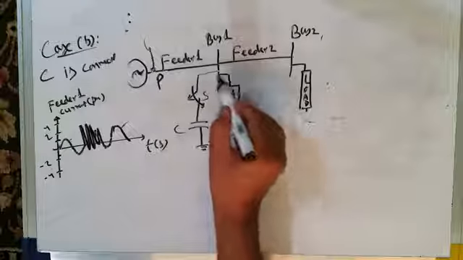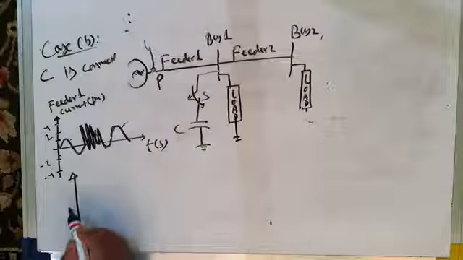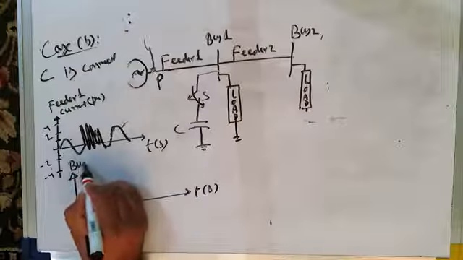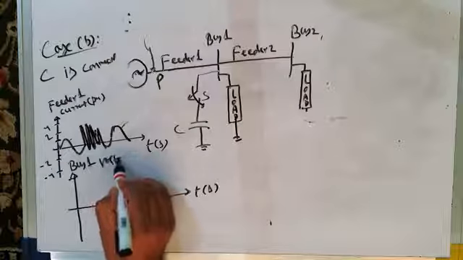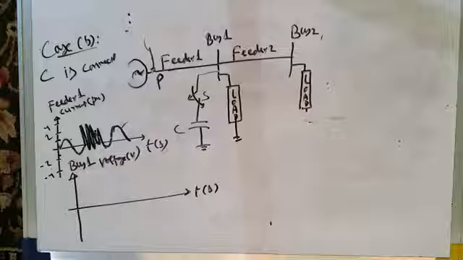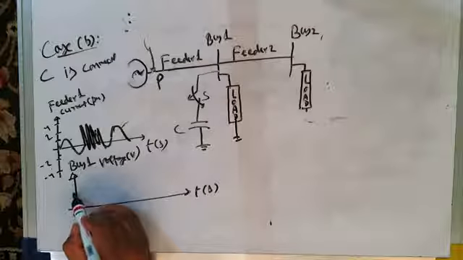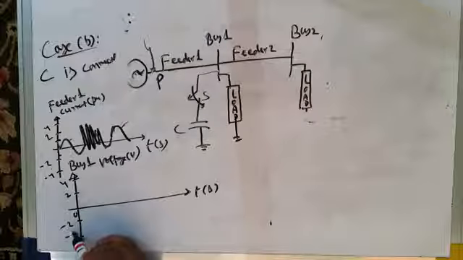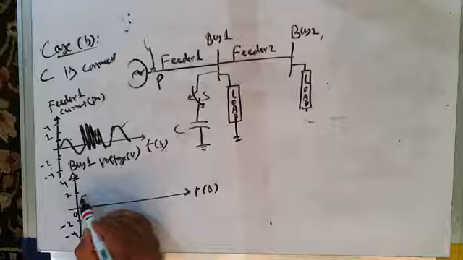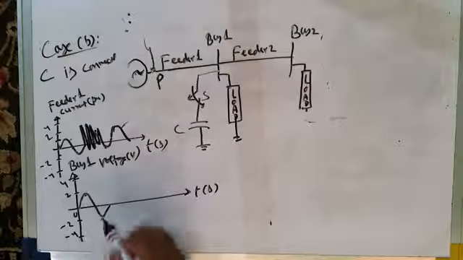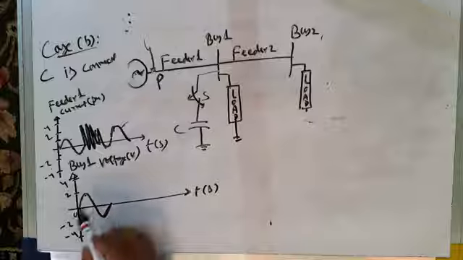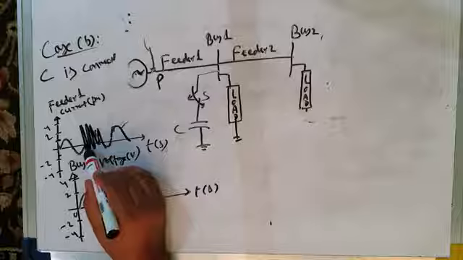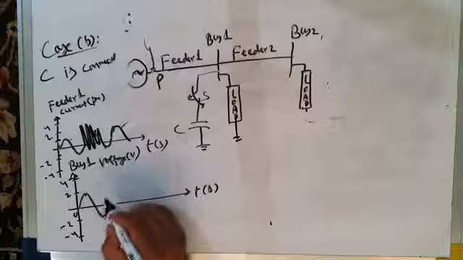What is its effect on the bus 1 voltage? Let us try to see bus 1 voltage. This is time axis in seconds, and this is bus 1 voltage in volts. This is 0, this is 2, this is 4 per unit, minus 2 per unit, minus 4 per unit. Let us suppose bus voltage, when there is no lightning strike, is 2 per unit, its amplitude is 2 per unit. At t equal to 0.02 second, lightning strike is there. So what will happen to the voltage?